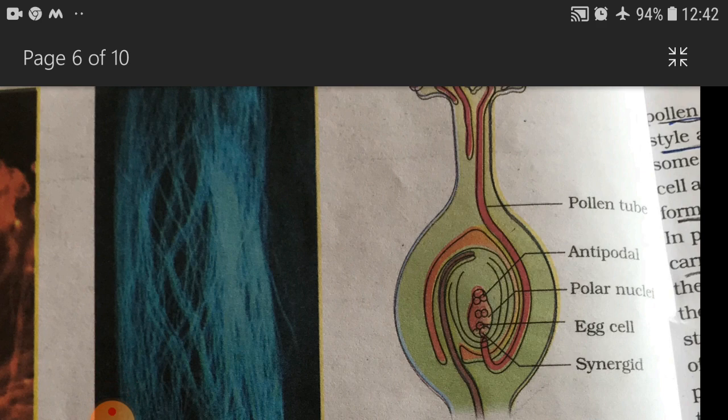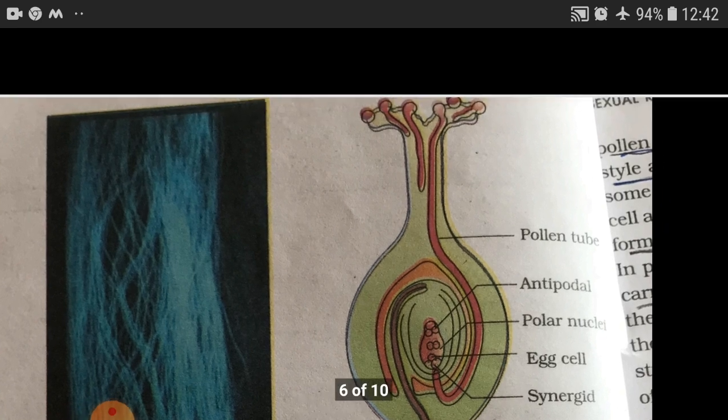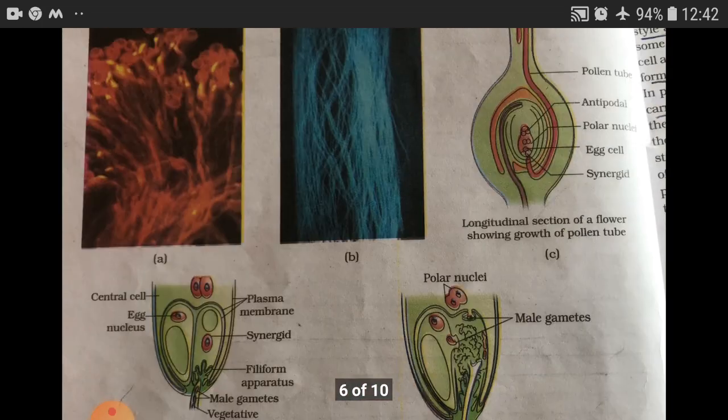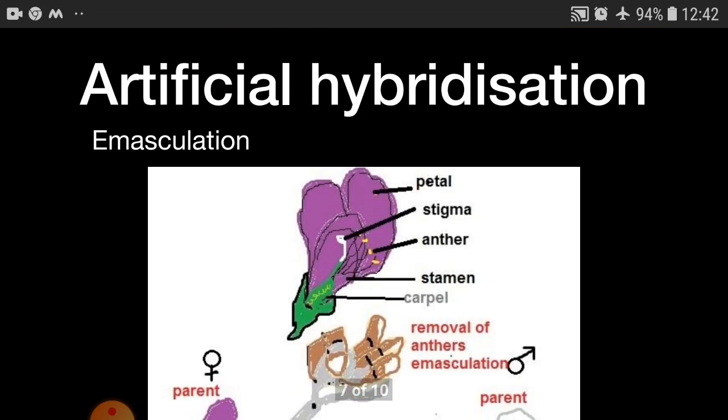Hybrids are formed naturally also, and they can be man-made also, what is known as artificial hybridization, and we come to the next topic, that is artificial hybridization. Artificial hybridization helps in crop improvement programs because we can select the parents, the male parent and the female parent, artificially, then make a hybrid and get the desired characters.